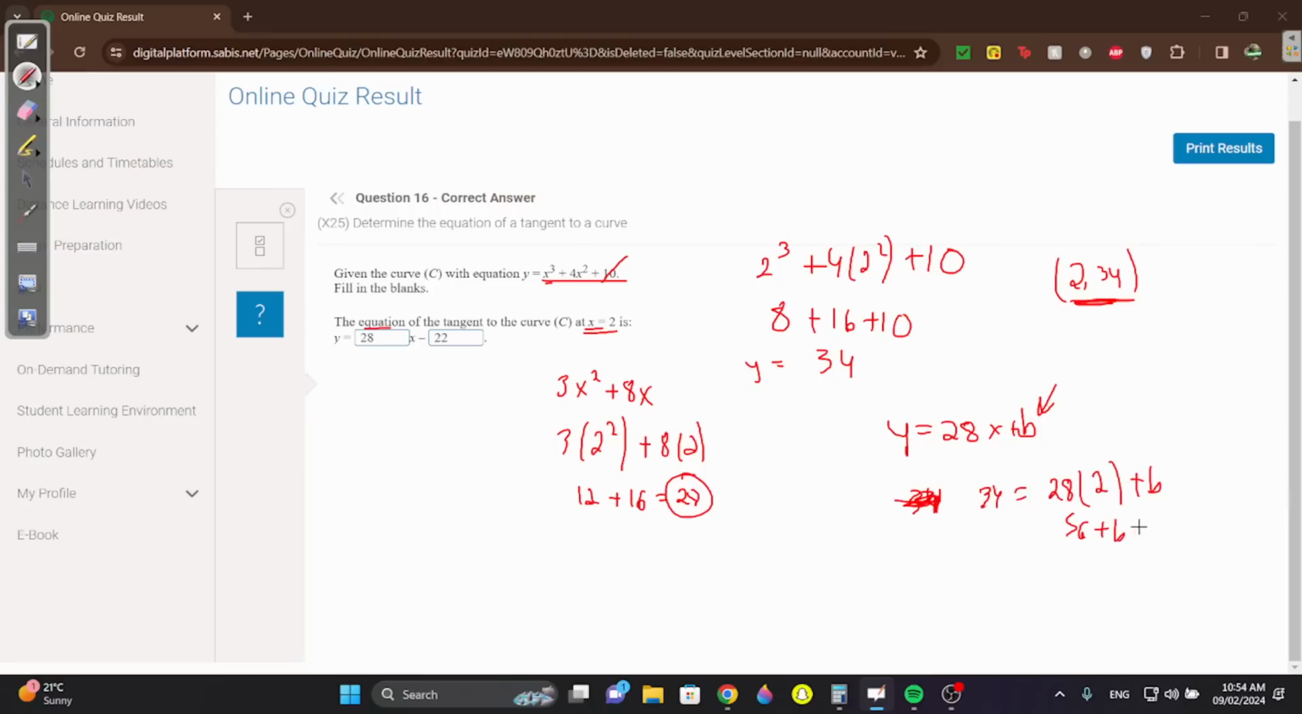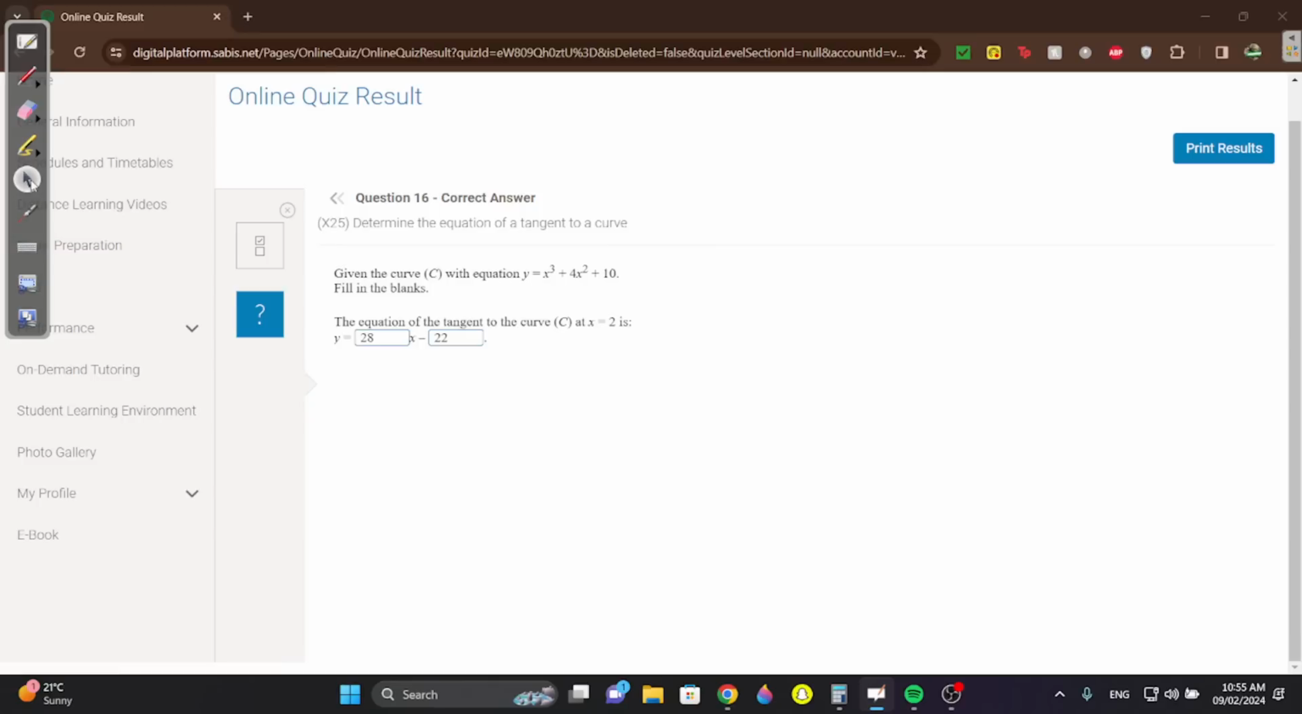56 plus b equals 34. 56 to the other side. b equals 34 minus 56, which is minus 22. So we got 28x minus b, which is minus 22. Okay, minus 22. That's it for 4.1.